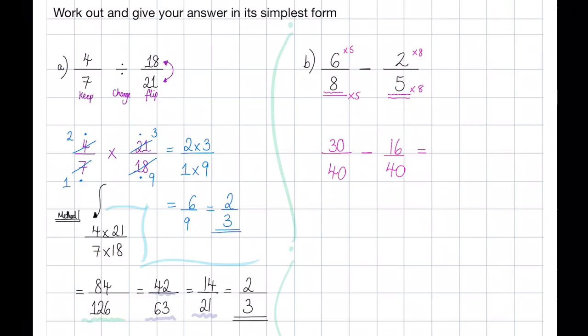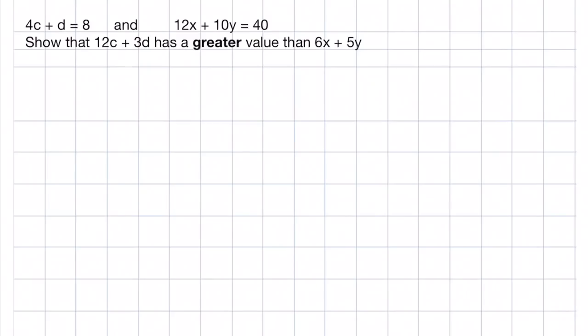Now you never add or subtract the bottom, so the denominator doesn't get added or subtracted, but it does need to be the same when it's a subtract, so that will be over 40. 30 take away 16 is 14. That can now half, both of them can, so it'll be 7 over 20, and then nothing will go into both of them, so my final answer is 7 over 20.